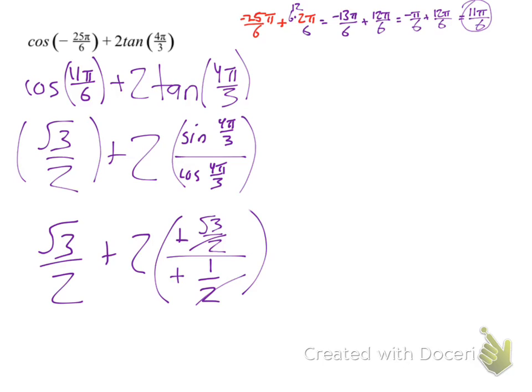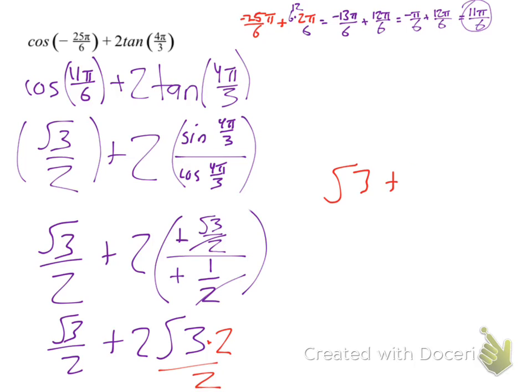So you're left with square root of 3 over 2 plus 2 times square root of 3. And if I wanted to put those together, I need to multiply the second fraction by 2 over 2. And 2 times 2 is 4. So therefore, square root of 3 plus 4 square root of 3, all over 2. We're done.